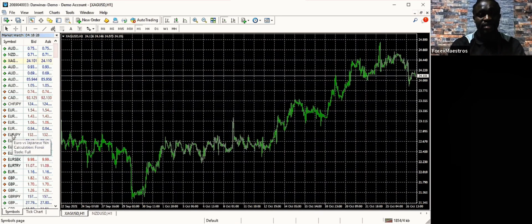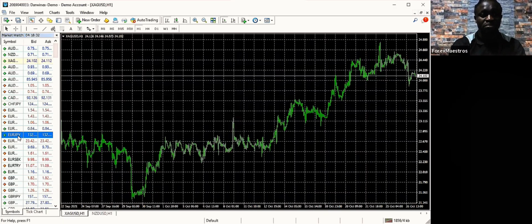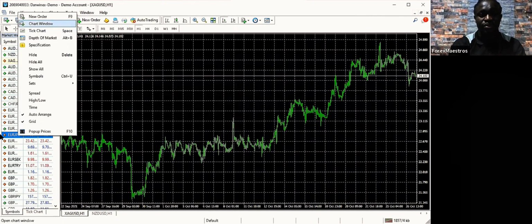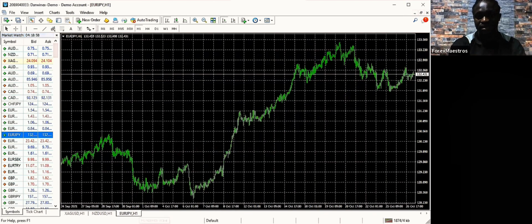A good example is EUR/JPY. If I want EUR/JPY, what do I do? I click on it and right click on it. Right click on any asset that you want to open, and it brings out this drop down box for you. Go to chart window. You will see new order, and you see chart window, just click on chart window. And look at it, here it is. I've got another one here.